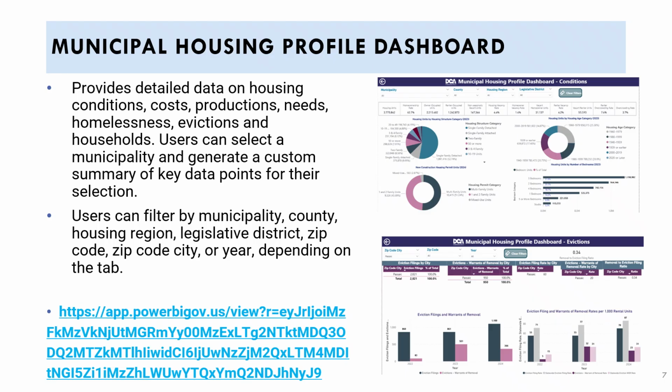the tab. So you can select your community and see an overview of their housing stock in terms of the housing structures, the new construction housing permit units that happened in the previous year, 2024, housing units by housing age category, and also housing units by number of bedrooms. Our evictions tab allows you to see the number of eviction filings and warrants of removal at the zip code level and at the city level for 2022, 2023, and 2024.